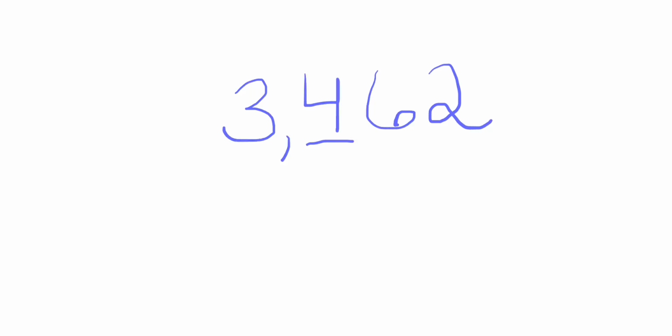Is it going to be closer to 3,400 or 3,500? Because we would never go backwards. We would never say 3,300. It's either going to be closer to the 400s or we could maybe round up to the 500s. So the best way to do this problem is to look at this on a number line, and that's how we practice it in school.